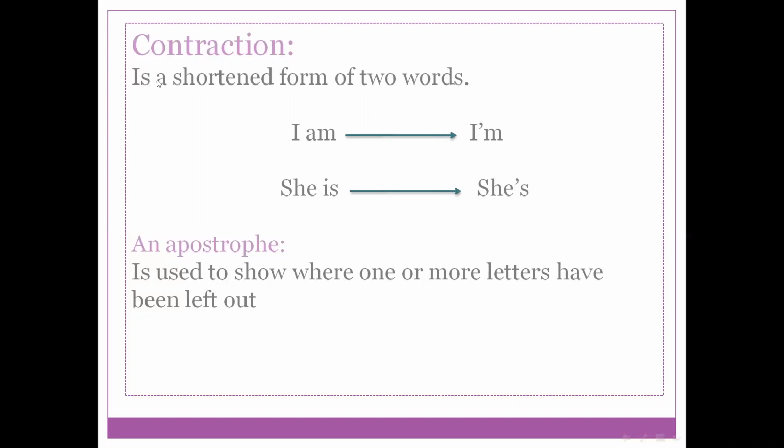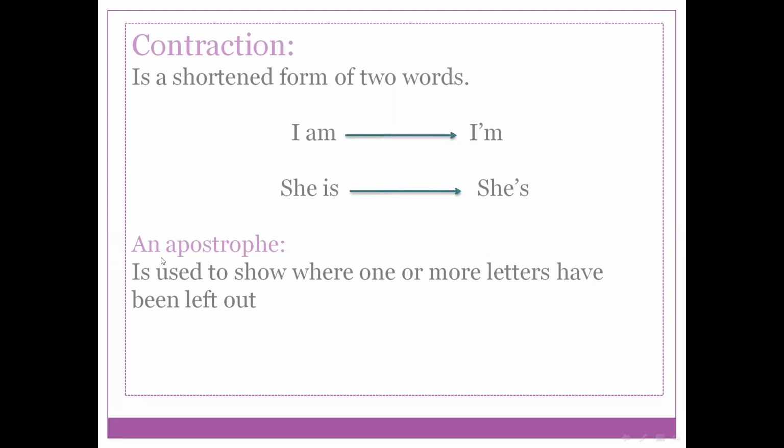Okay, look here again. A contraction is a shortened form of two words. I am, again, I made it by removing the A and adding an apostrophe. She is, I will make it as one word, she's. Now, don't forget to put the apostrophe and make it one word, okay? Don't make a space between she and the S.